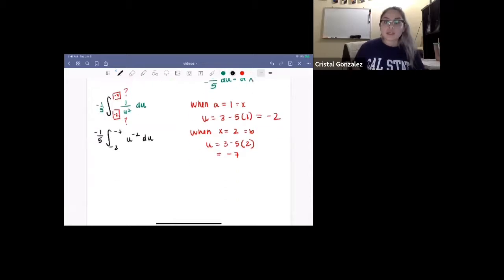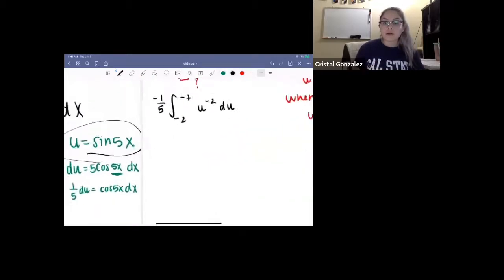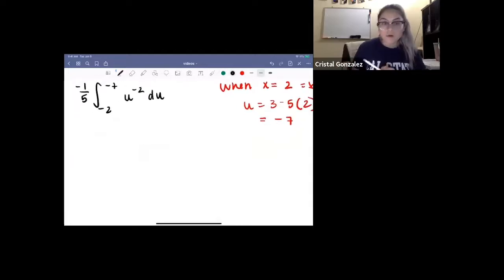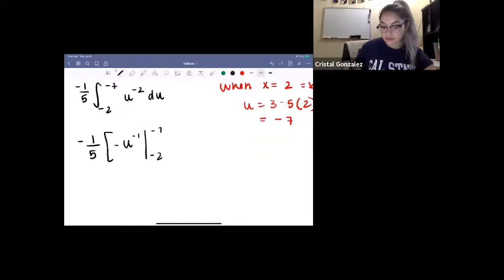And now we can just simply do that backwards power rule that we know how to do already, hopefully. When we do that backwards power rule, we'll get negative 1 over 5 because it was on the outside. I'm going to add 1 to the exponent, which makes it negative 1, and then I divide by negative 1. So it's going to be u to the negative 1, evaluated from negative 2 to negative 7.